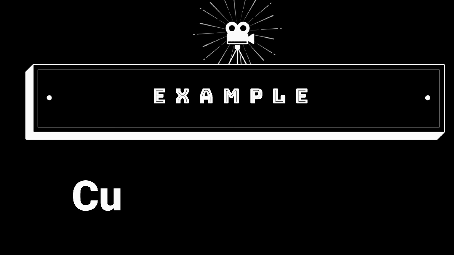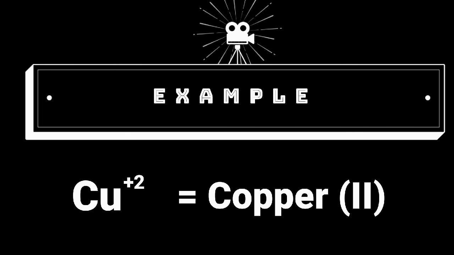If the given formula is copper with a charge of positive 2, then its Stock system name is copper with the Roman numeral 2. Its classical or old name is cupric.